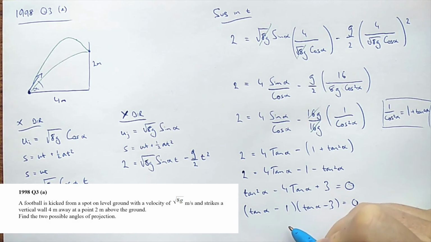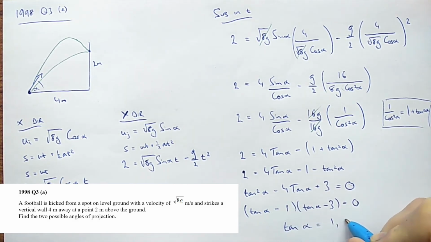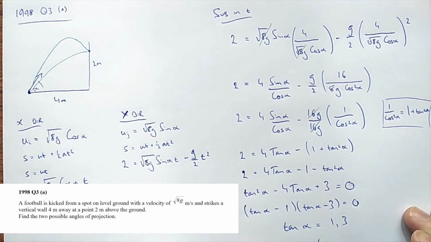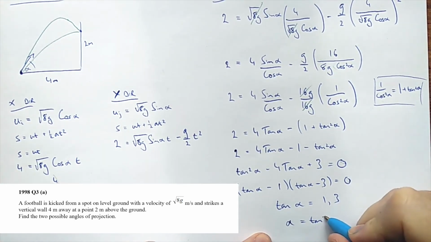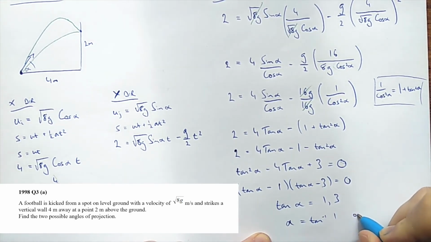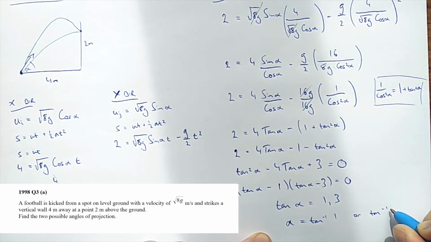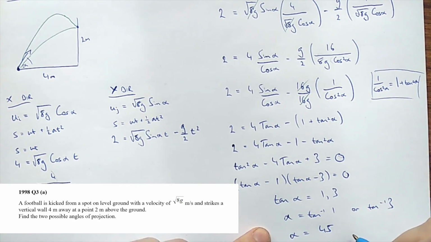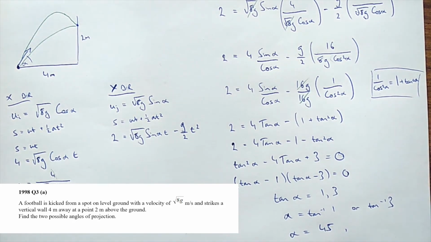So that tells me that tan alpha equals 1 or 3. And we work that one out a little bit. We can see that alpha equals tan inverse of 1 or 3. I'm slightly off the page here. So alpha, this one is going to be 45. You might know that straight away, otherwise stick it into your calculator. And this one here is just a little messier.